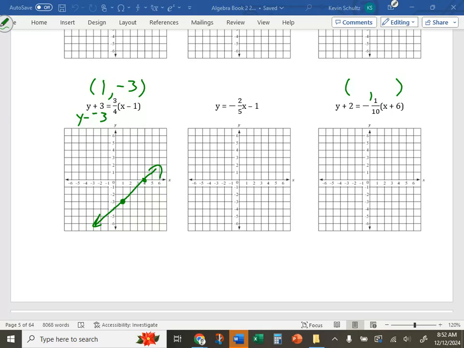Claire? (-6, -2). Good. (-6, -2). The opposite of what you see in the formula because of how those signs interact with each other. Okay? So (-6, -2). Right here. We're going down 1 over 10. My goodness. Way over here.